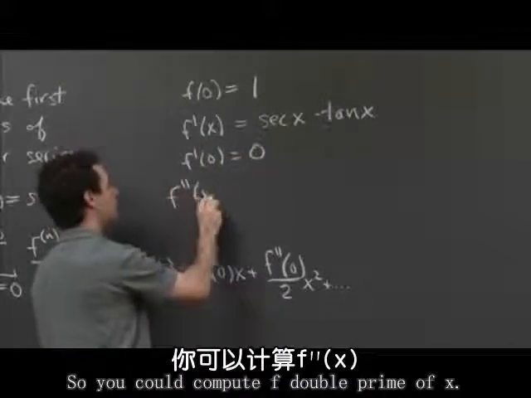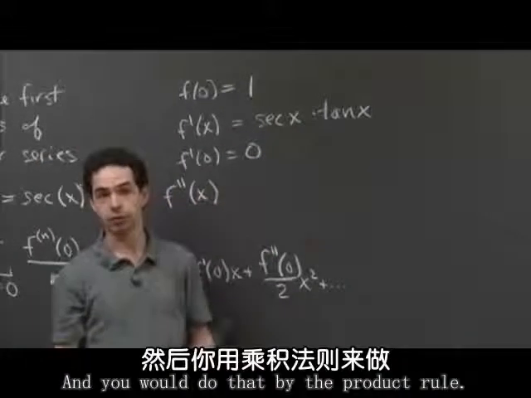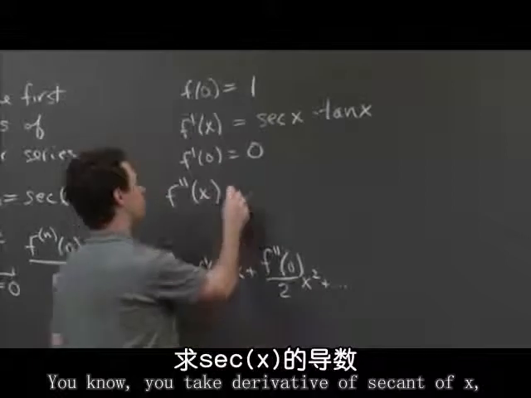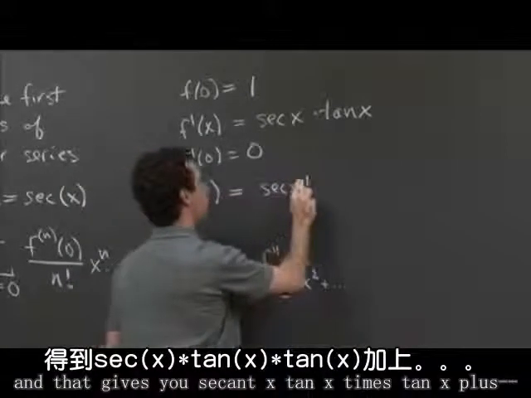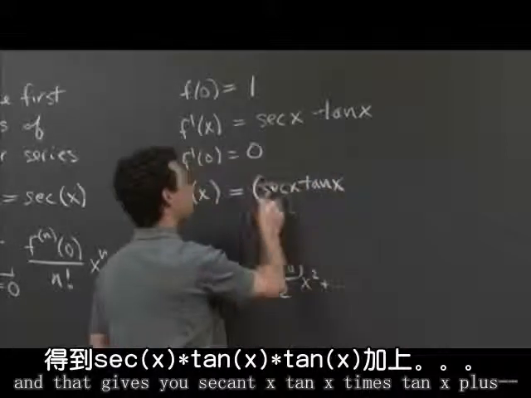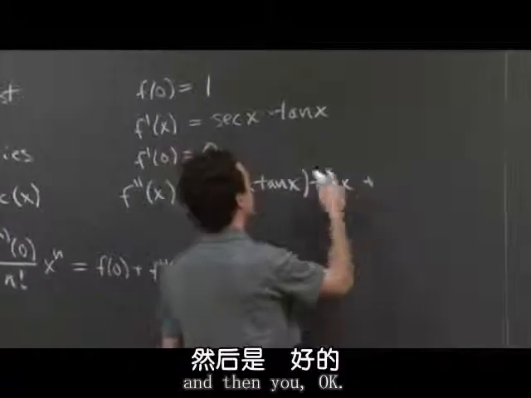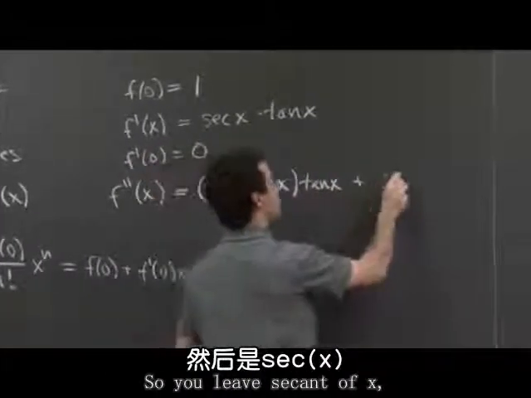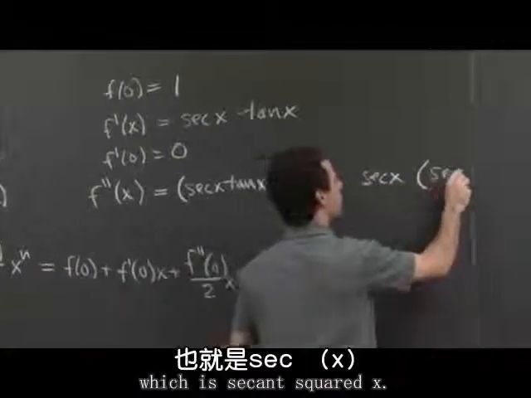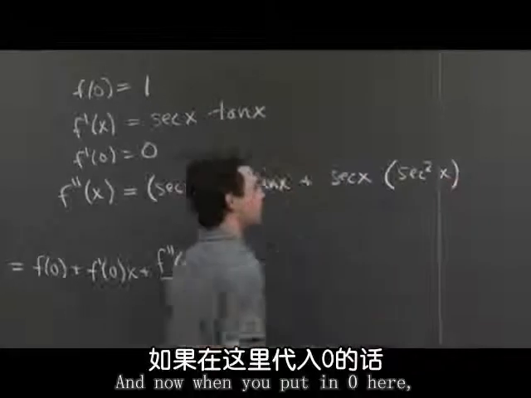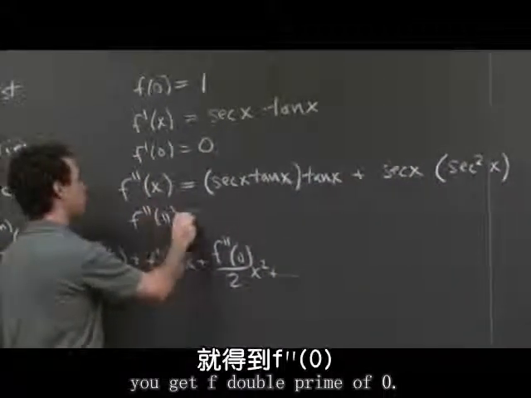So you could compute f double prime of x. So we would have to compute the derivative of secant x tan x. And you would do that by the product rule. You take the derivative of secant of x, and that gives you secant x tan x times tan x, plus, and then you leave secant of x, and you multiply it by the derivative of tangent, which is secant squared x.